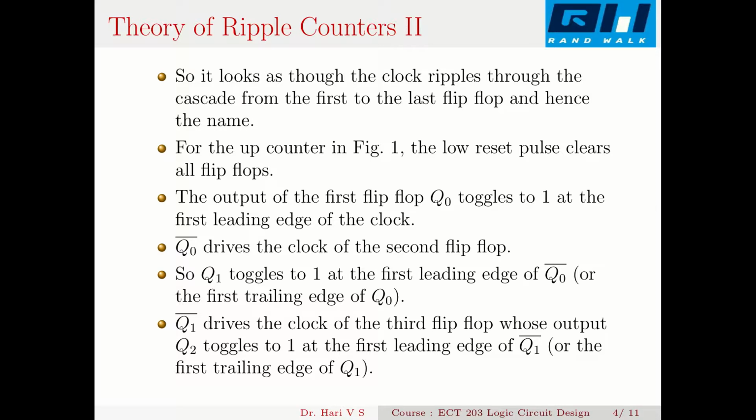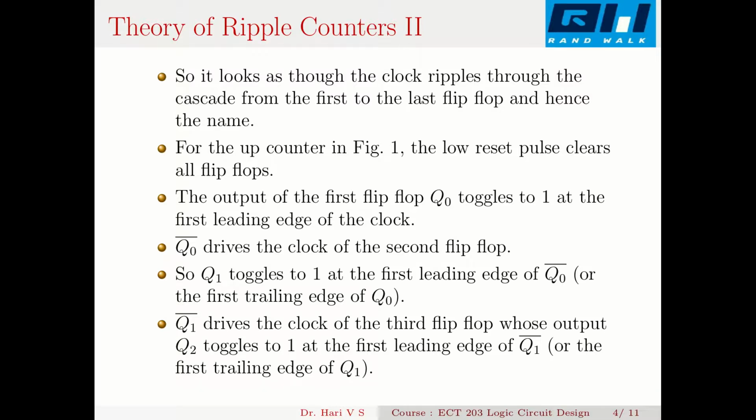This is an asynchronous circuit, meaning that only the first flip-flop is connected to the external clock. All others are clocked by the previous Q output or Q bar output. So it looks as though the clock ripples through the cascade from the first to the last flip-flop, and that's why the name ripple counter.